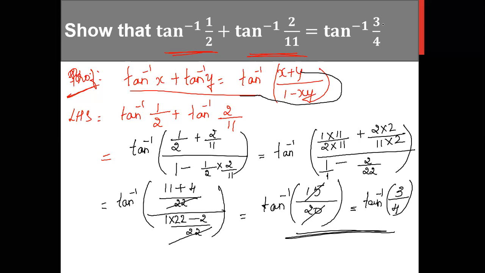We have done nothing, only the formula we have to remember: tan inverse x plus tan inverse y is equal to tan inverse of x plus y divided by 1 minus xy. Then you have to substitute the values. Once you put the formula, the rest is basic mathematics: you have to add two fractions, multiply and simplify. Only those things. So I hope this problem was clear, students.